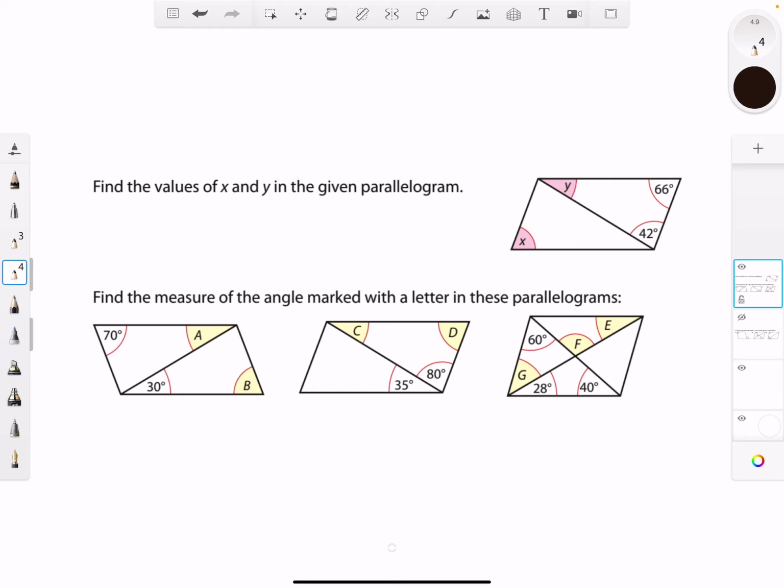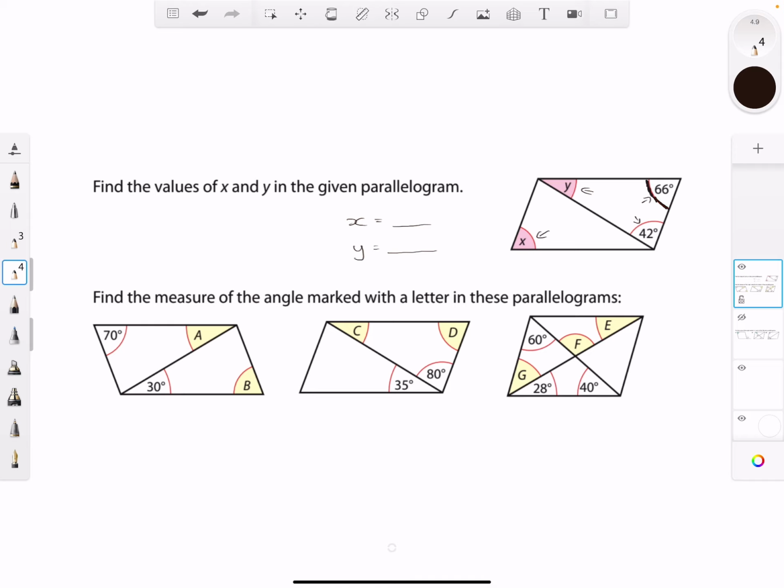So first question here. Find the value of x and y in the given parallelograms. So find this one here, this x and this y. So we need to find x and we need to find y. So let's see what we have already. We know what this angle here is and we know what this angle here is. So what I'm looking for is what do I know and what can I figure out based on what I know. So I know that this angle here, this one here, is 66 degrees.